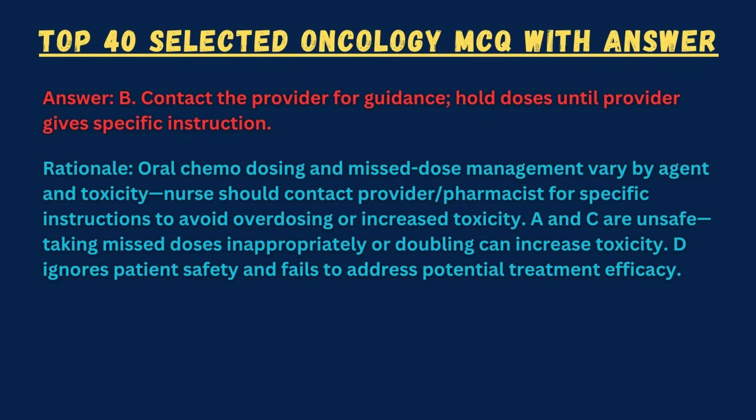Answer: B. Contact the provider for guidance. Hold doses until provider gives specific instruction. Rationale: oral chemo dosing and missed dose management vary by agent and toxicity. Nurse should contact provider or pharmacist for specific instructions to avoid overdosing or increased toxicity. A and C are unsafe. Taking missed doses inappropriately or doubling can increase toxicity.